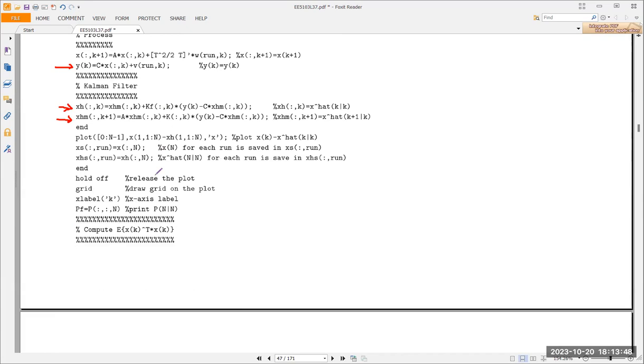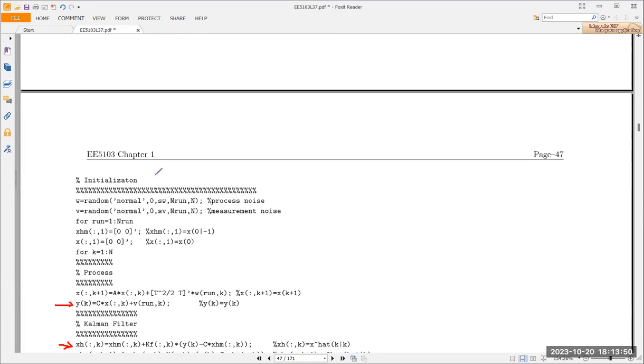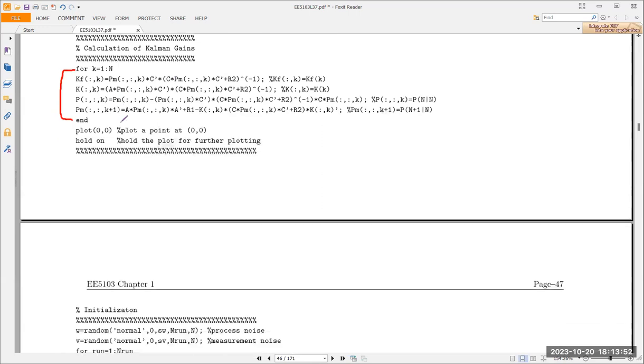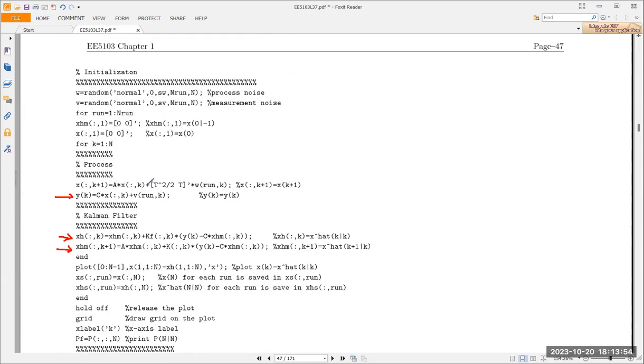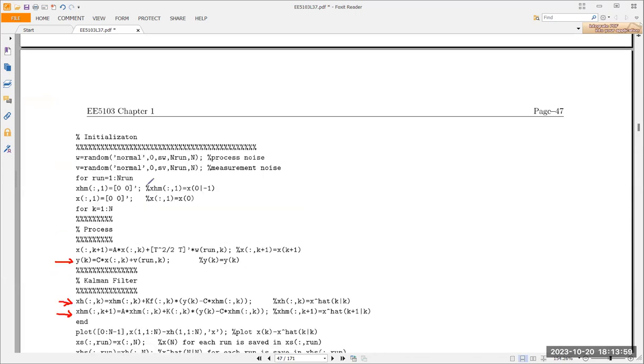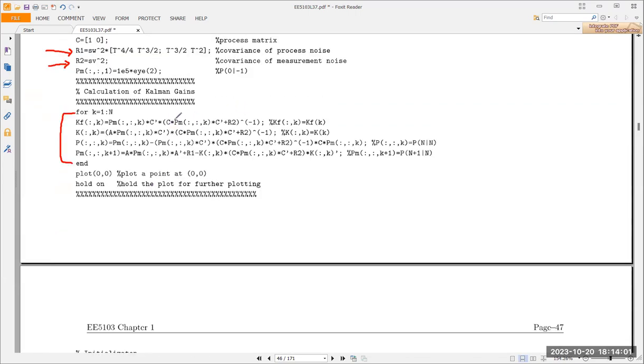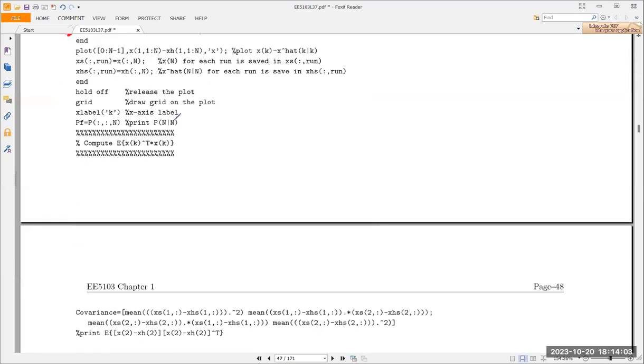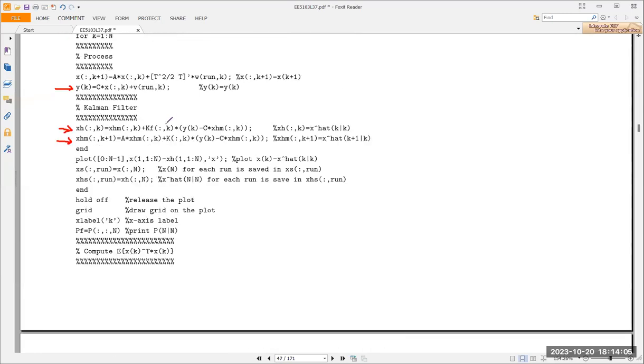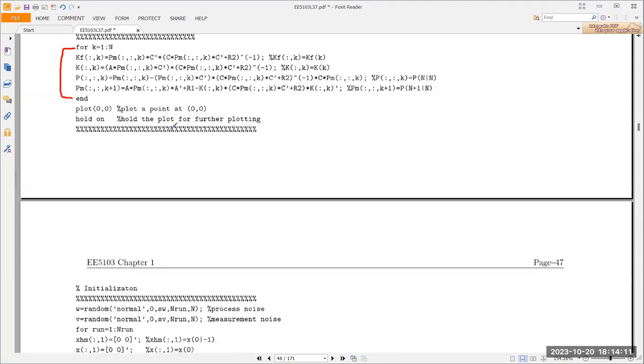You can use it as the starting point of your project, because the Kalman filter is written for you. The process is written for you. Your project is on the Kalman filter, so definitely you need to use this Kalman filter equation. I purposely give you this MATLAB so that for your project, you won't be lost. I'm giving you a good starting point for your project.